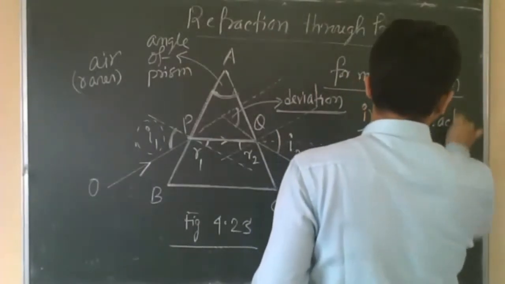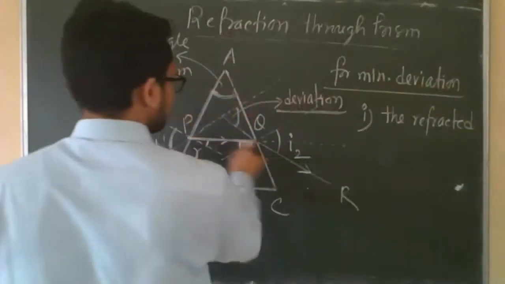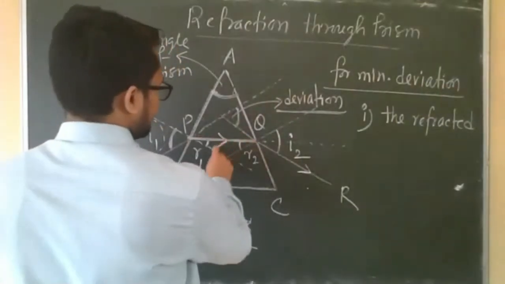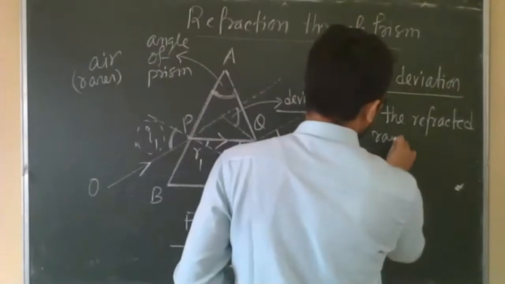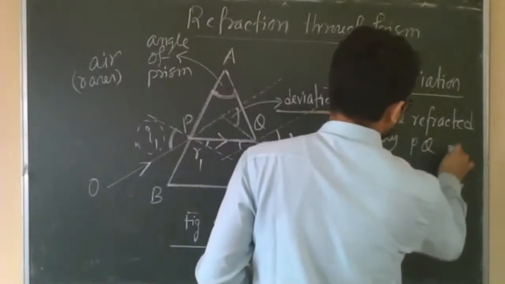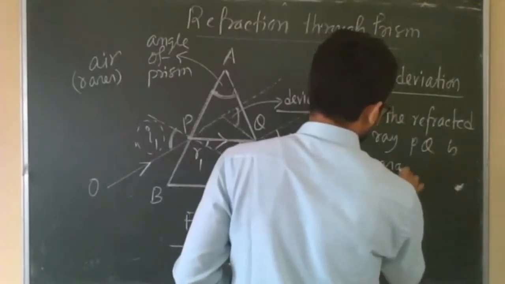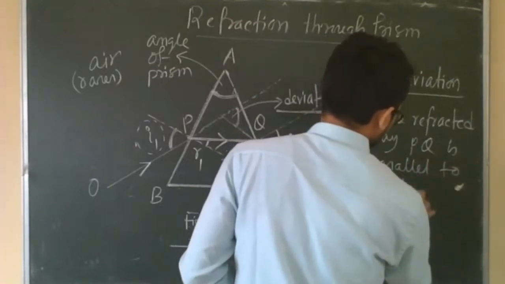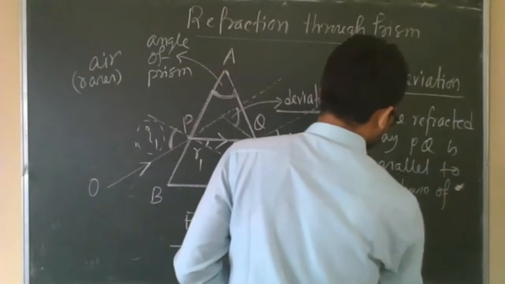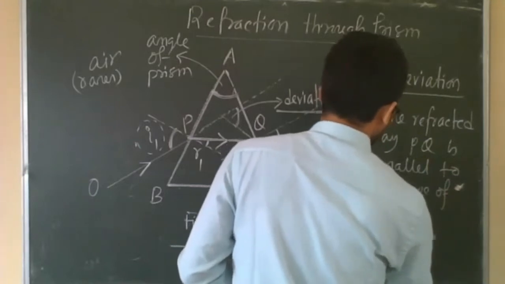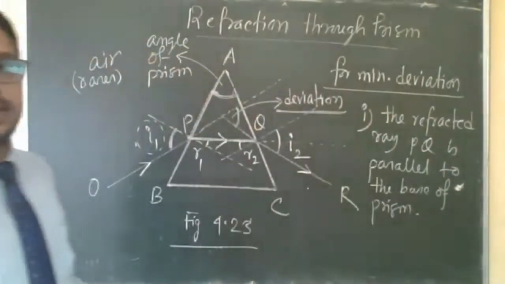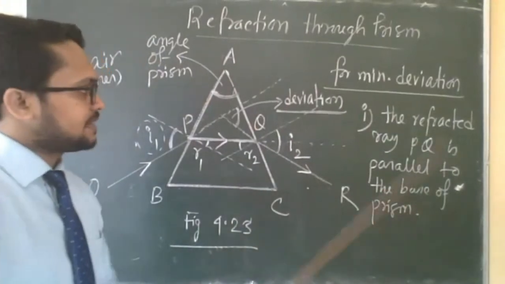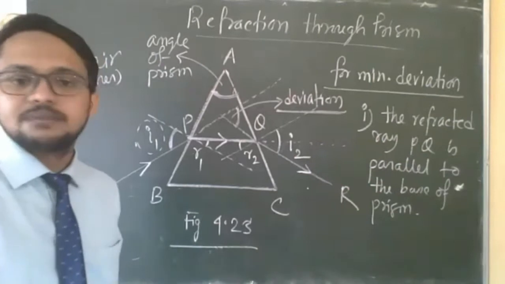Which refracted ray? There are two refracted rays, one is PQ, another is QR. Which one? This one, PQ. The refracted ray PQ is parallel to the base of the prism. Suppose you are asked, write the conditions for minimum deviation in case of prism and for monochromatic light. So refracted ray PQ will be parallel to the base of the prism.